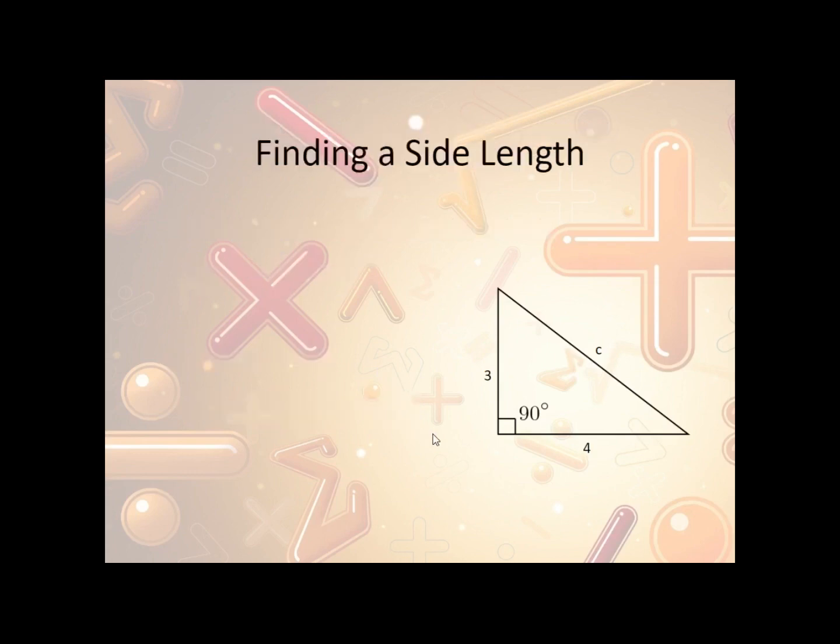So how do we find a side length? So let's say that this is 3 and this is 4, and we want to know what C is. So we're going to find the missing side length. So we have A squared plus B squared is equal to C squared.